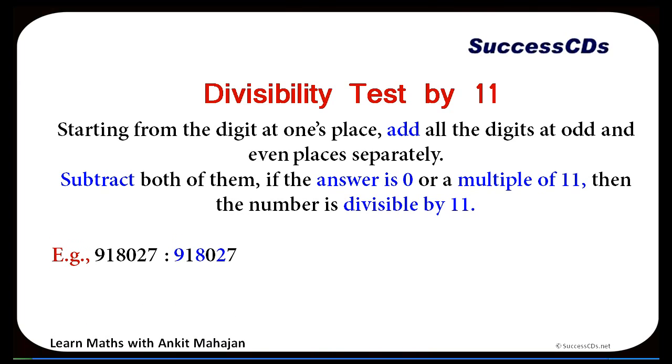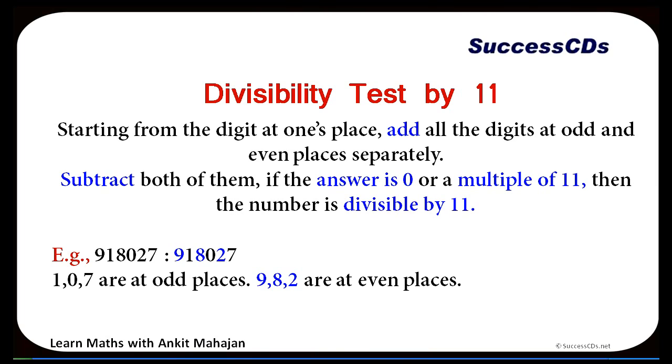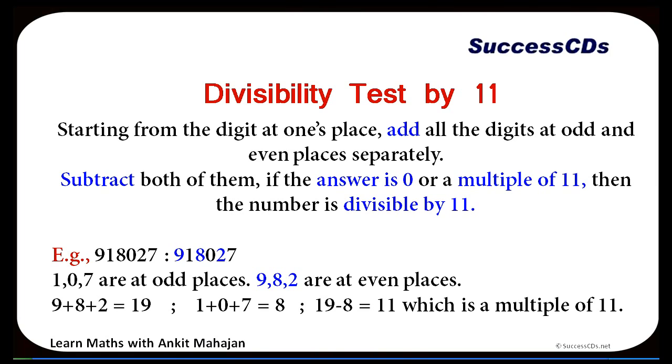Let's have a look. Take for example the number 918027. Now, starting from the digit at the ones place, 1, 0, 7 are all at odd places. 9, 8, 2 are all at even places. I add the digits at odd places. 1 plus 0 plus 7 is 8. I also add the digits at even places. 9 plus 8 plus 2 is 19. Now 19 minus 8 comes out to be 11, which is a multiple of 11. Hence, this number is divisible by 11.